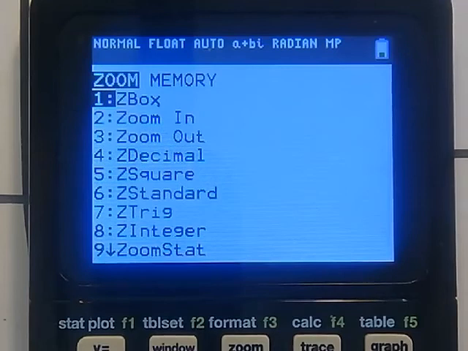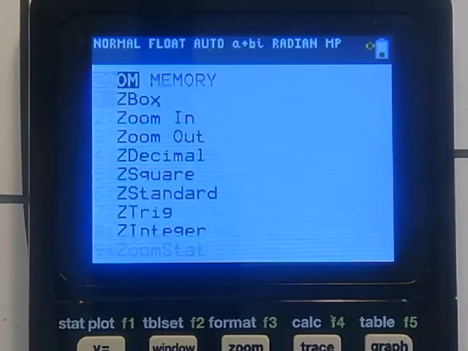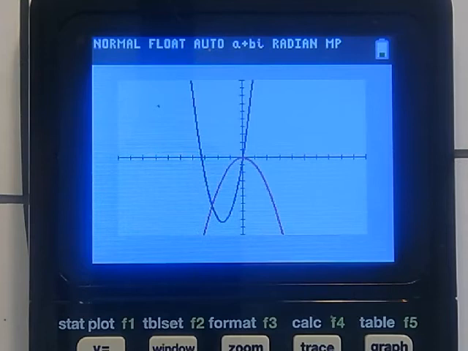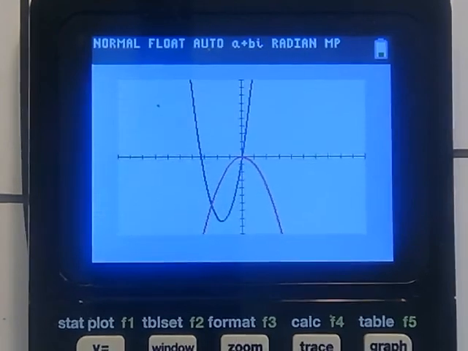I'm going to hit zoom standard. Let's see what happens here. There's the first one opening up. There's the second one opening down. Okay? Positive A values cause it to open up. Negative A values cause it to open down. So this is a kind of a slick way to tell which way your graph is going to open.